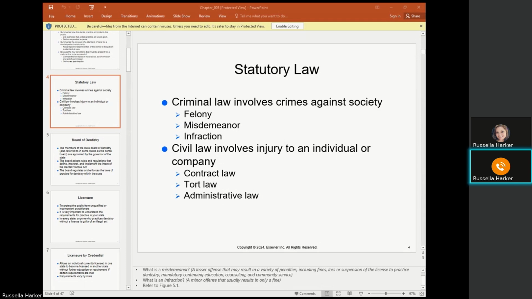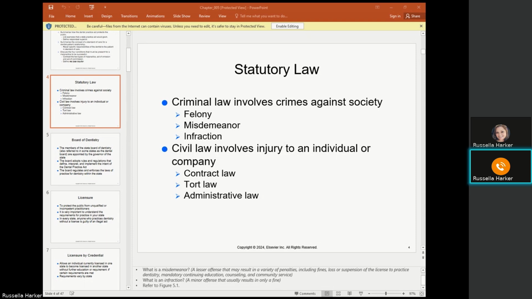A misdemeanor is a lesser offense than a felony, and that can result in a variety of penalties like fines, loss or suspension of the license to practice dentistry, mandatory continuing education, counseling, or community service. So an example of a misdemeanor is a dentist who violates a regulation of the Dental Practice Act in your state, like if they failed to follow infection control guidelines. Or even a dental assistant who performs a procedure that's not legal in the state they're practicing in.